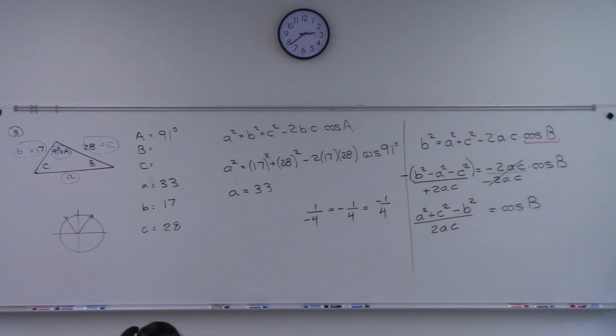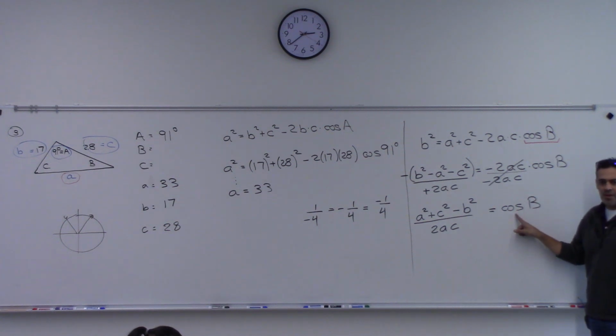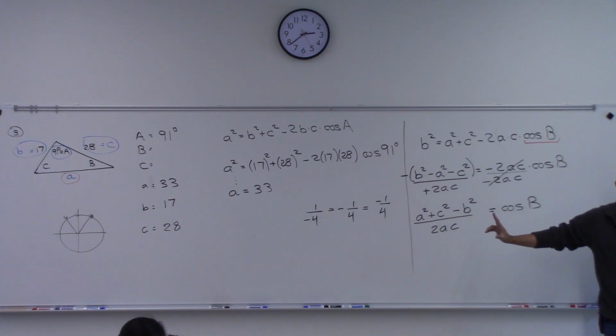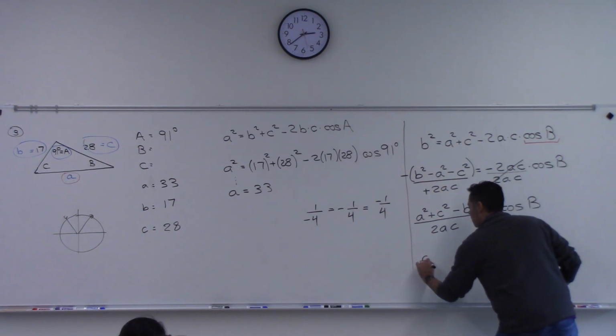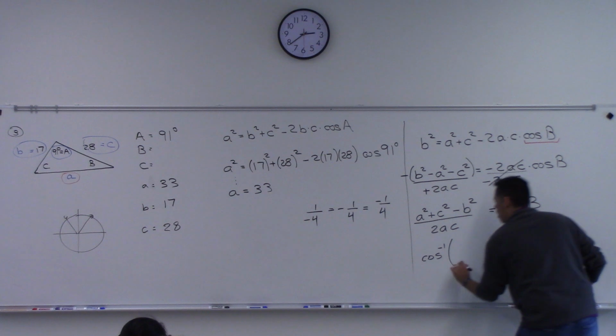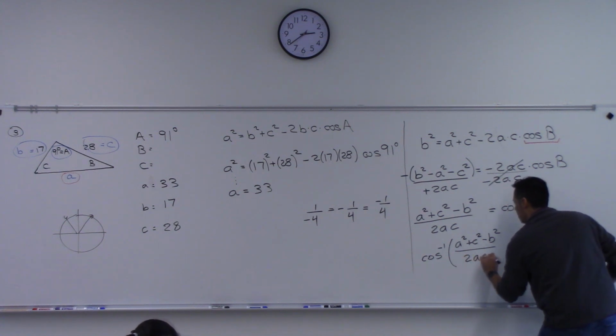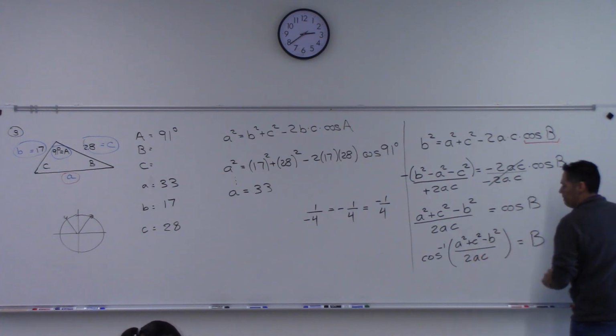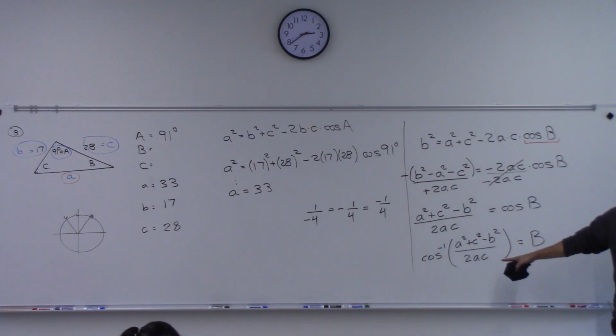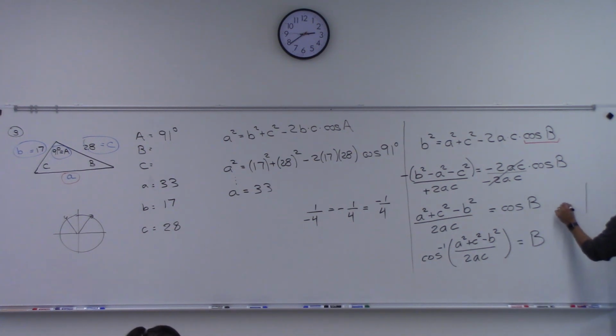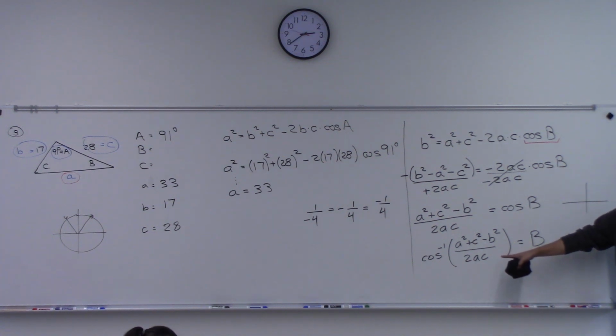Last step. I want to know what capital B is, right? How do we kill cosine? With the inverse. So I'm going to take the inverse cosine on both sides of the equation. I take inverse cosine of a squared plus c squared minus b squared all over 2ac, that equals capital B. And the good news here is that when you do inverse cosine, what's the domain restriction for inverse cosine?